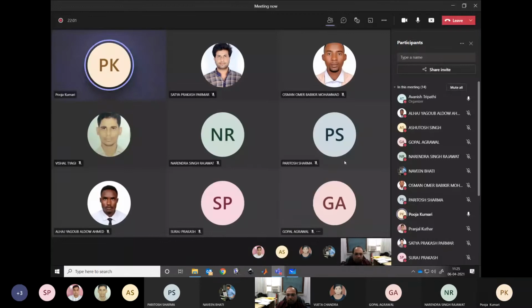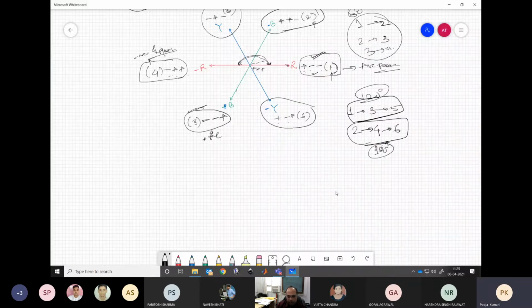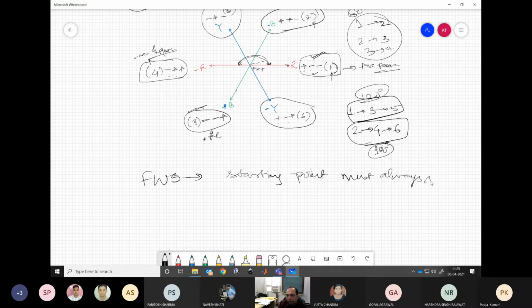Answers? Full wave symmetry. Yes. So full wave symmetry means what? What we have understood from full wave symmetry is that the starting point must always be the same, isn't it? So whether it is the modulating signal or the PWM waveform, wherever we are starting at theta equal to 0, the theta equal to 360 must exactly be the same, isn't it?